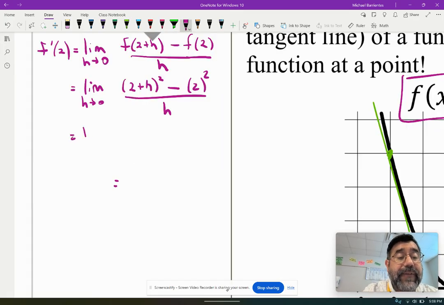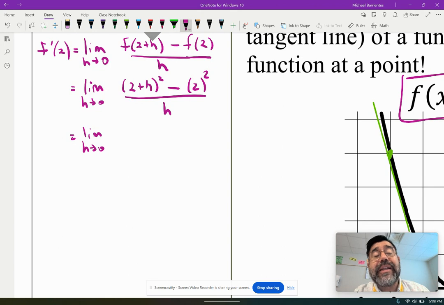By the way, if I try to take the limit at this point, I'm going to get a 0 in the denominator because I'm going to substitute 0 in place of h. And then in the numerator, if I substitute a 0 for h, that'll be 2 squared minus 2 squared. That's also 0. So I'm in an indeterminate form. I need to try something else.